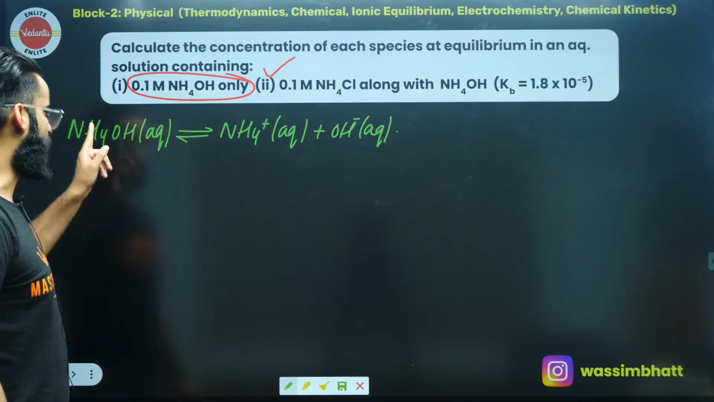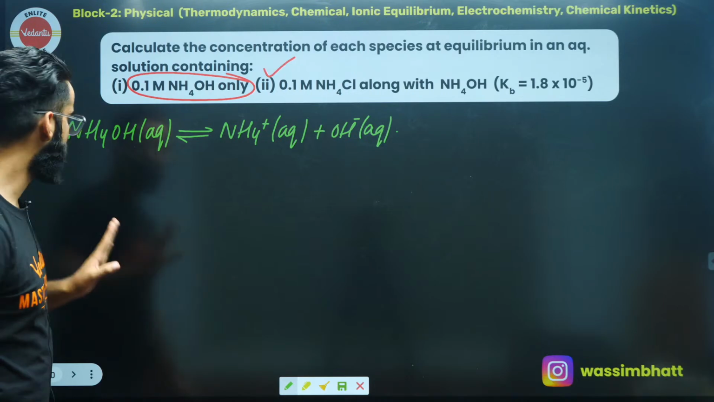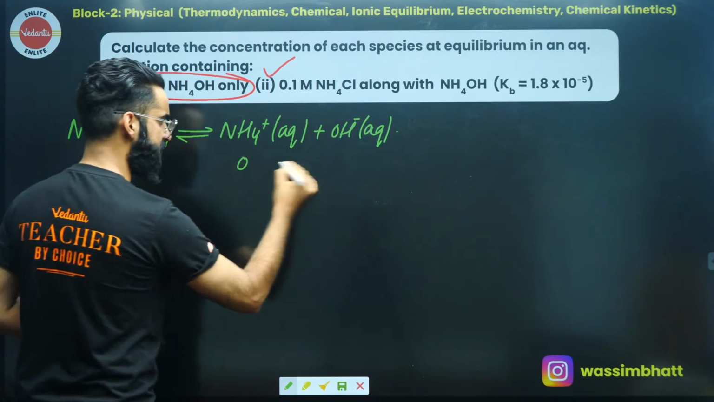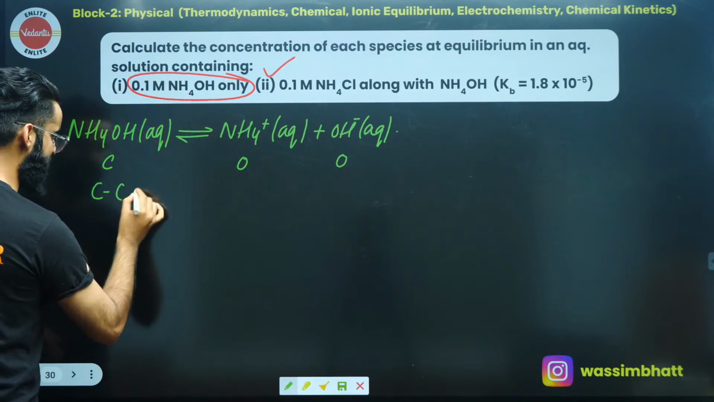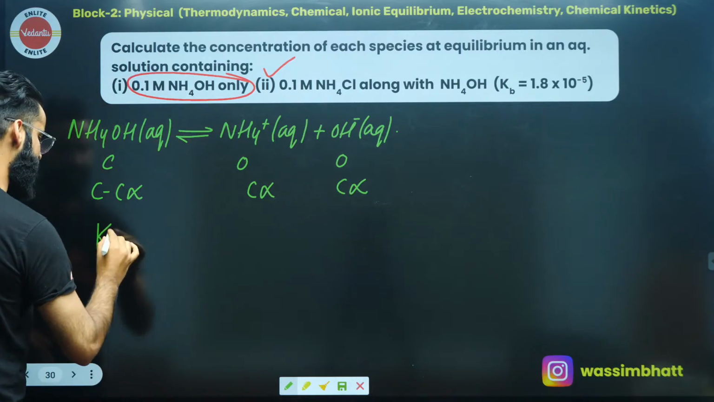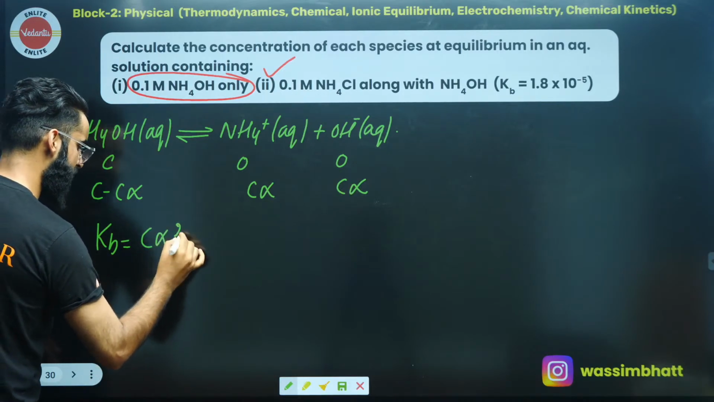Perfect. Weak base in equilibrium with its ions. The first question I'm solving. Again, the similar procedure. This is C, this is 0, this is 0. This is supposed to be C minus C alpha at equilibrium. This is supposed to be C alpha. This is supposed to be C alpha. Again, for the KB expression, you'll be using C alpha square divided by 1 minus alpha.